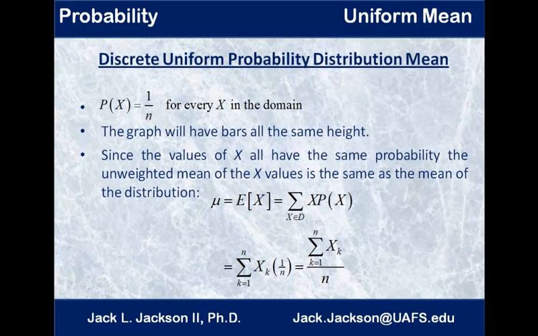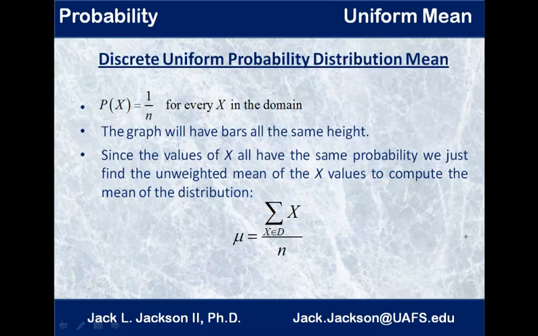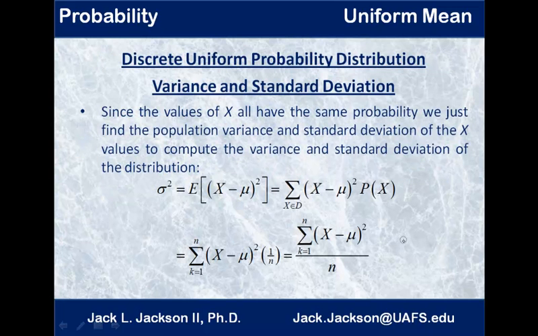If all the values have equal probability of happening, that's what we have in a discrete uniform, and we can just do the mean. Of course, we can use our calculators to do this. We can just type in all the x values in a list and use our statistics from our list to figure out the mean, and this also works for the standard deviation as well. Since they all have the same probability, the population variance and population standard deviation of the x values will be the variance and standard deviation of the distribution as well.